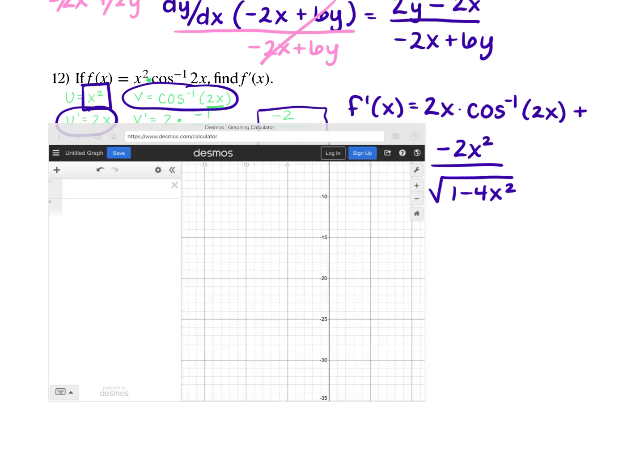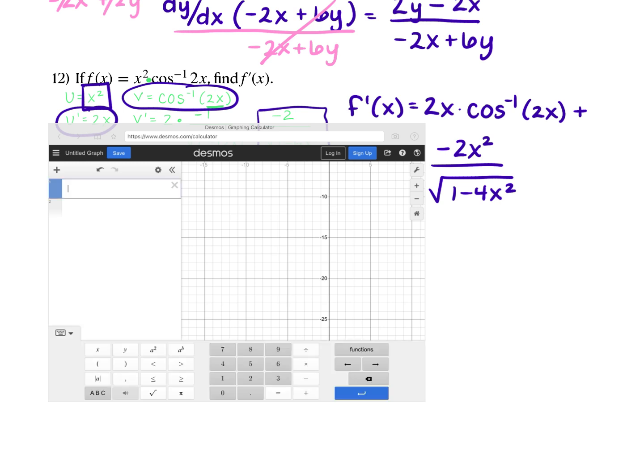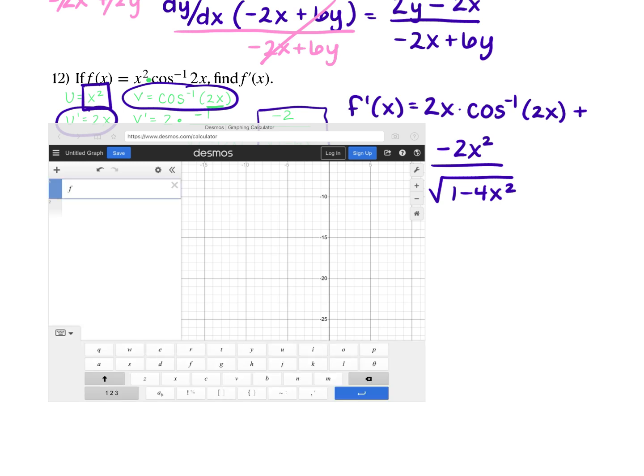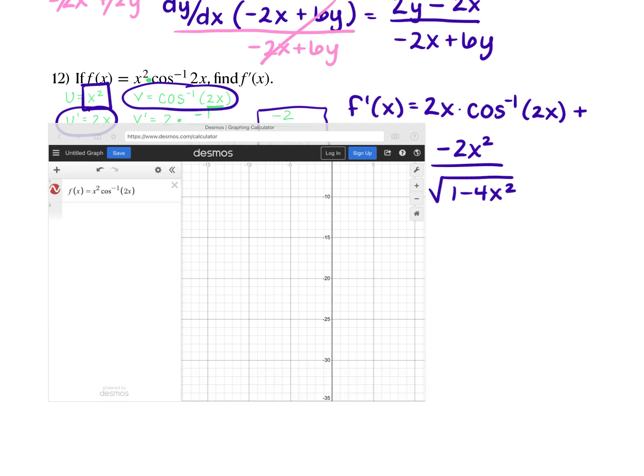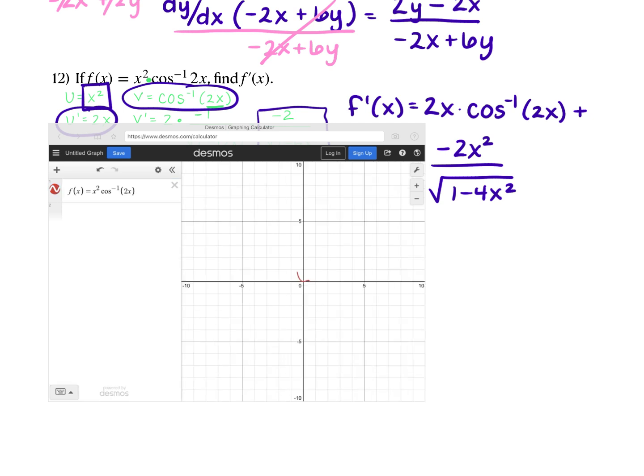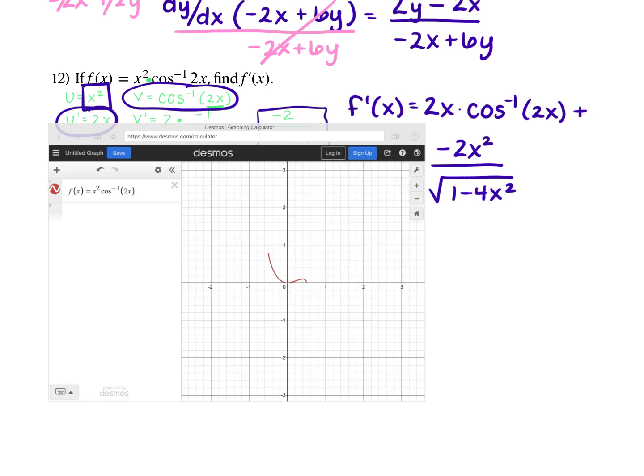I think we can position this here and we can still see what's going on. So watch what I'm going to do here. I'm going to type in, and I do need my f of x again. This is very annoying to type in on this kind of keyboard. Like I said, it's not usually so bad on a regular keyboard. f of x equals x squared times inverse cosine of 2x. That's my function. Let's see, can we see it someplace? Oh, tiny little baby function. It just looks like that.